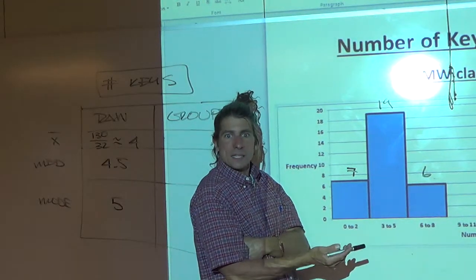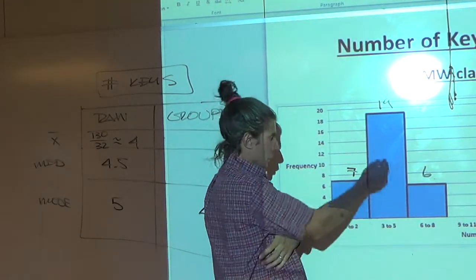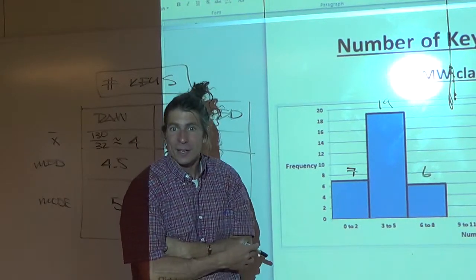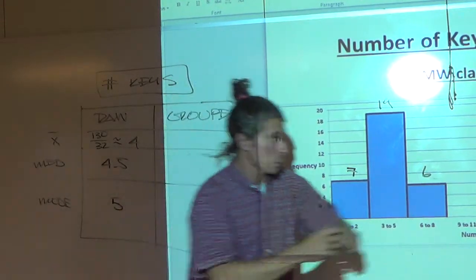And where are those 16th and 17th data points going to be? 3 to 5. They're going to be somewhere inside this 3 to 5. You can think of it as a chop. Think of it this way. Look back to the raw.